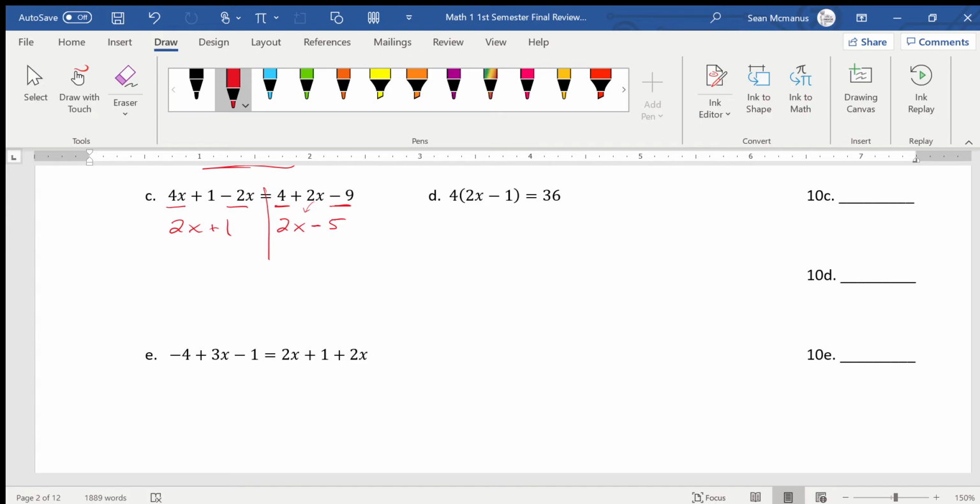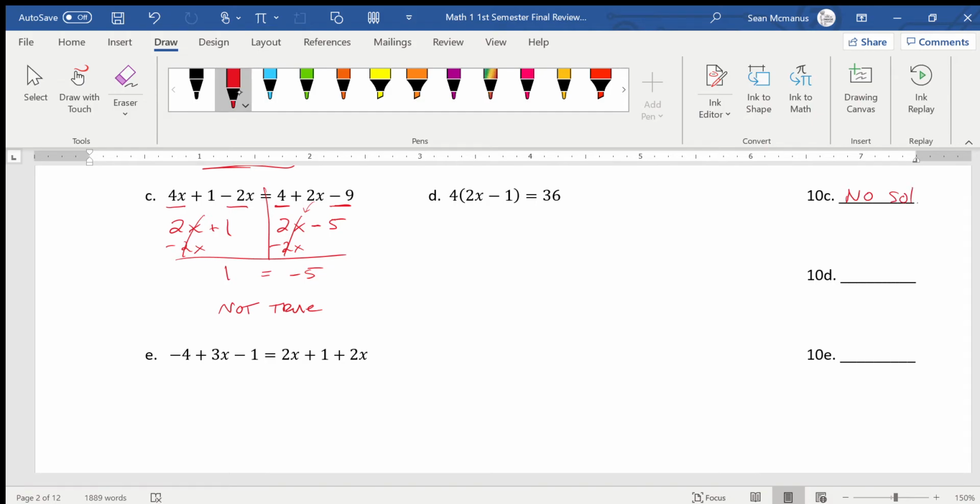So that's good. Same thing, we're going to get all the x's on one side. So let's subtract these two and subtract these two. And when I do that, actually both cancel out, and I'm left with 1 equals negative 5. Just like the last one, that's not true. So that means for C, there is no solution.